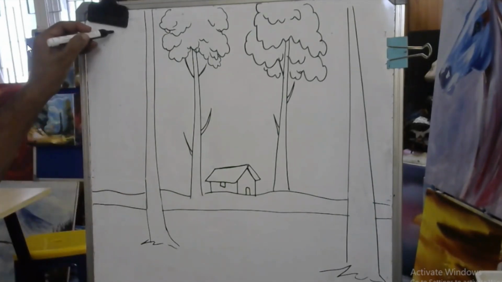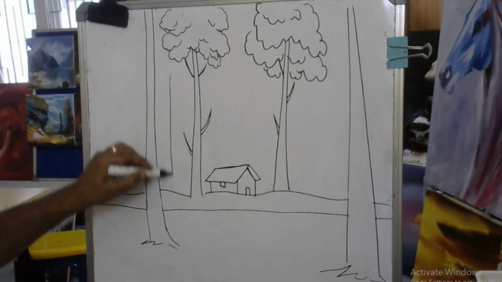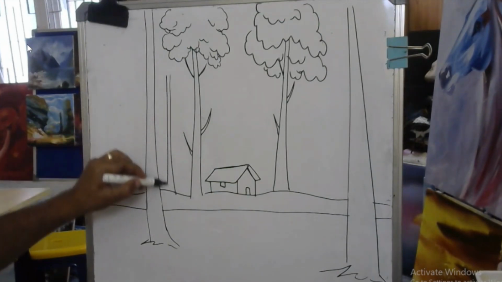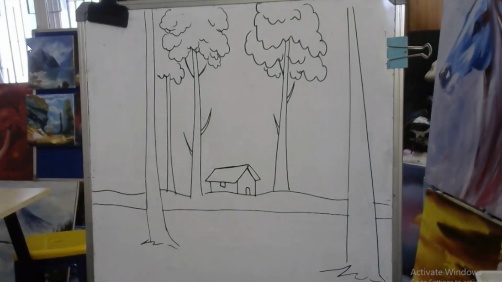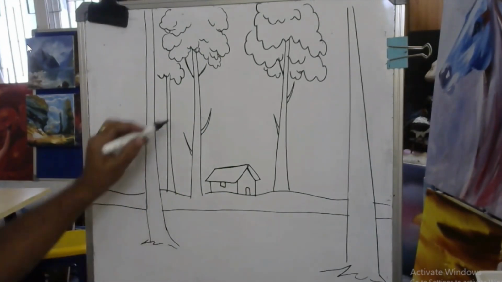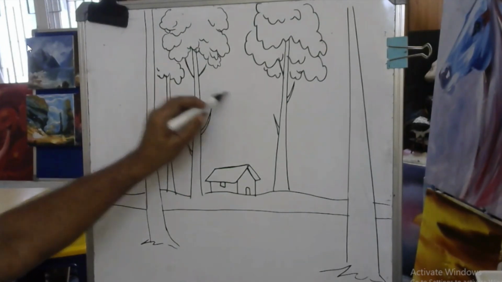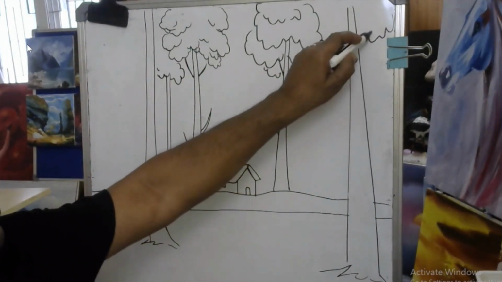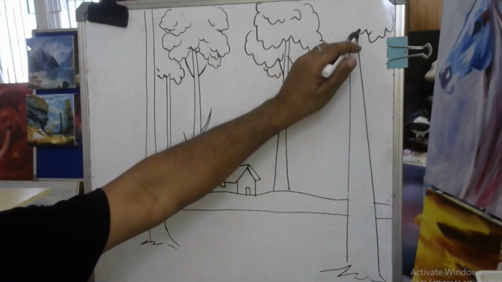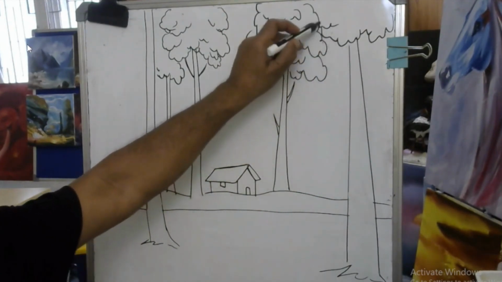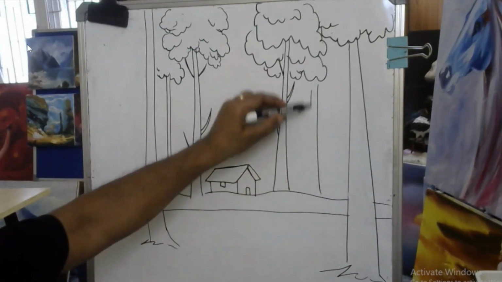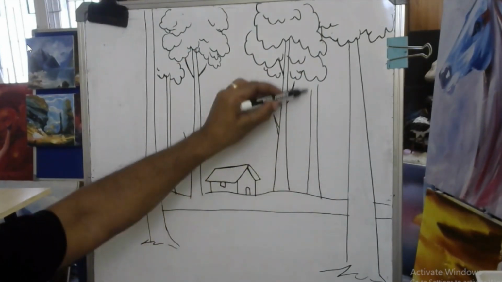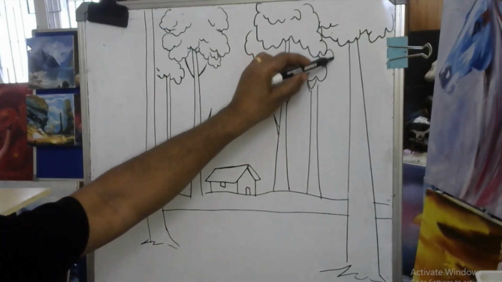So you can create here so far one also small tree and create it like this. Here also make the tree leaves. Okay. Make the small tree over here. So there is like a forest.